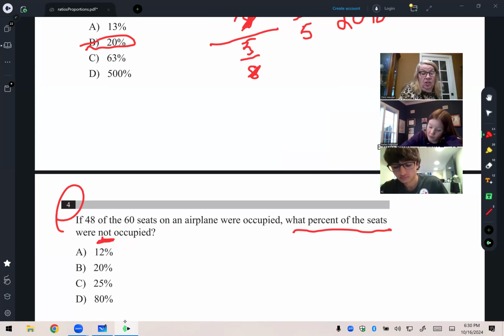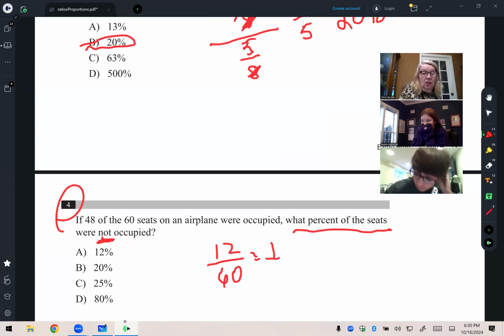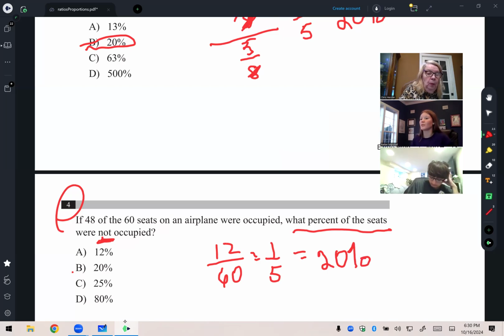Okay, so I don't know how you did it. There's 12 seats that are empty. That's 1/5. 20%. Good, Parker? Jace? Good.